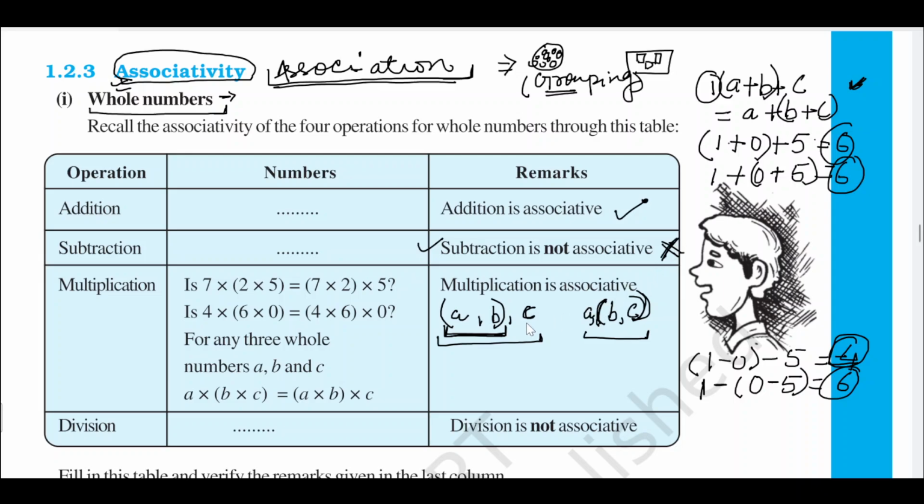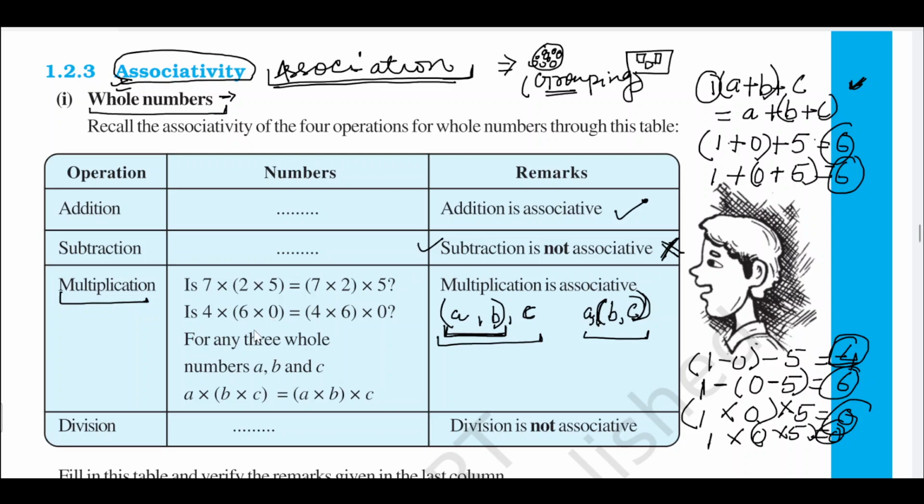for whole numbers. Now we will check multiplication. First we will see with our example. So 1 into 0 we will keep in the bracket and then we will multiply it by 5. The result we get is 0. And the second one, 1 into (0 into 5), we will bracket this one. The result we are getting is 0. We are getting LHS equal to RHS.